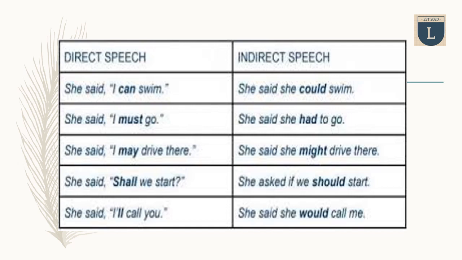She said, "Shall we start?" She asked if we should start. Again, she said, "I'll call you." She said she would call me. This is the change that happens in converting from direct to indirect speech. So can, could, may, might, shall, should, will, would are the natural transition words that get changed from direct to indirect speech.